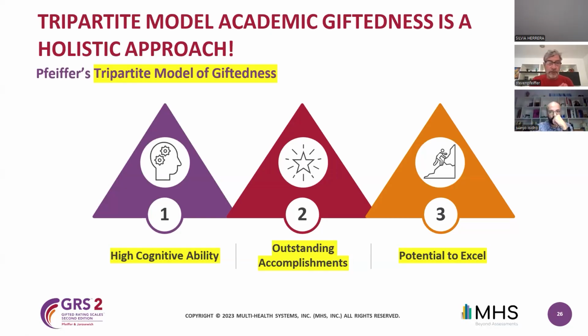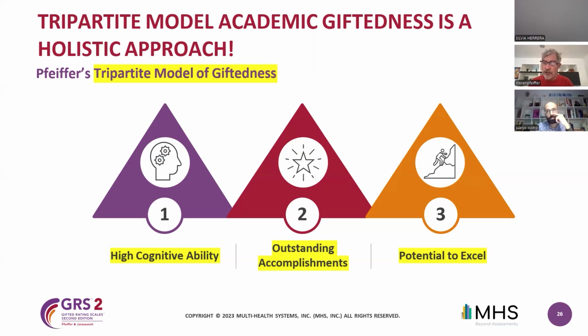The first perspective, the first triangle there, the purple triangle, looks at high cognitive ability. That's the first perspective. A young student, based on Pfeiffer's tripartite model, could be considered gifted if they have very high cognitive ability. It's pretty easy to understand. That's the first lens, I say, or perspective to understand academic giftedness.